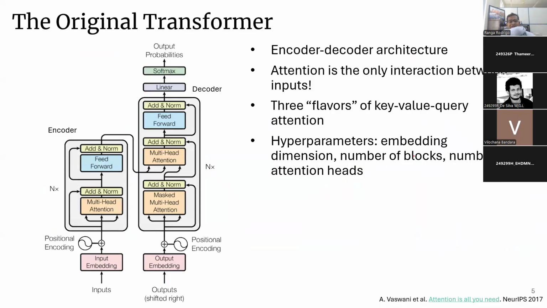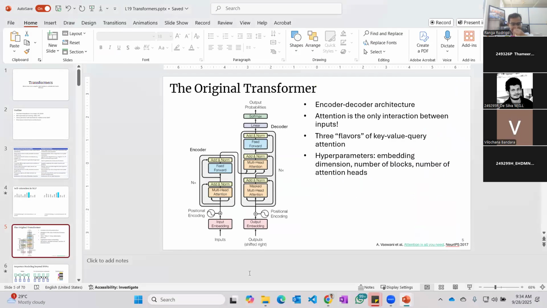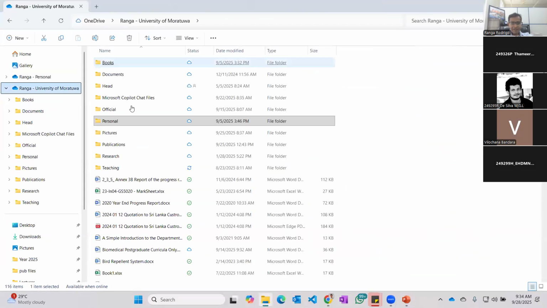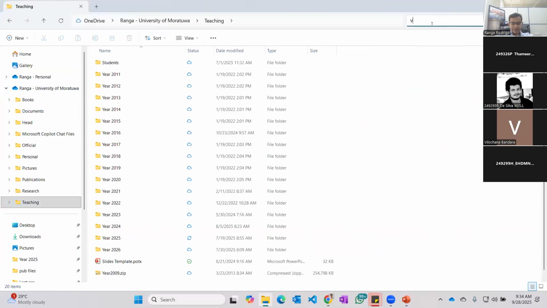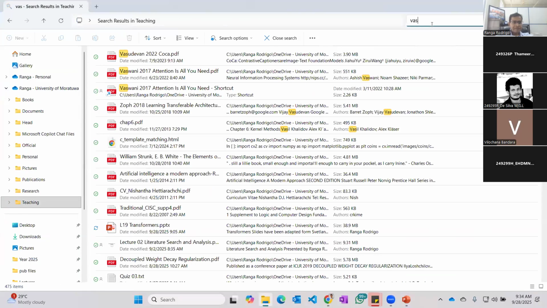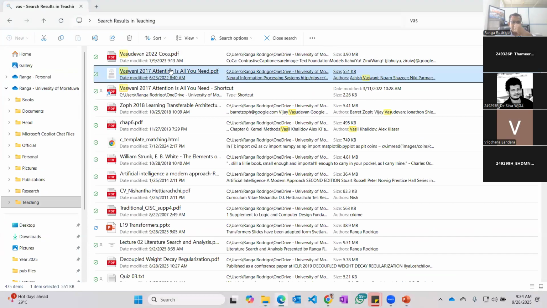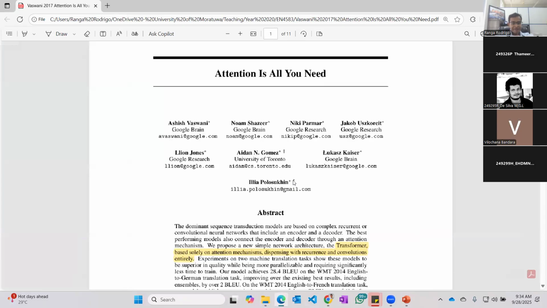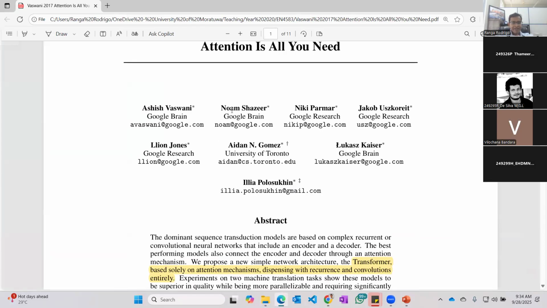Okay, so here's a picture of this world famous paper, the transformer architecture. I think we should look at this paper before we proceed. This is that famous 2017 paper on transformers. It appeared in NeurIPS. Ashish Vaswani and others, all from Google Research.